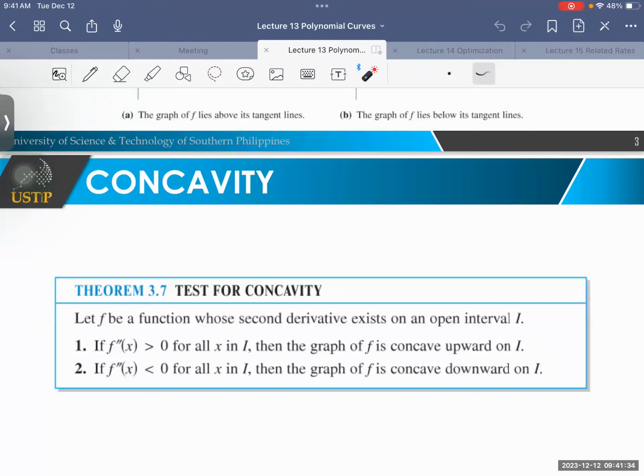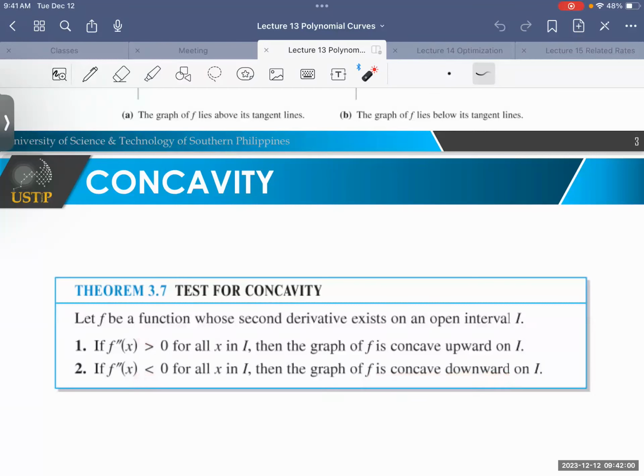So when your second derivative f double prime of x is greater than 0, or basically a positive value for that interval, then the graph is concave upward. And if your f double prime of x is less than 0, so that one is positive, this one is negative, then the graph of f on that interval is concave downward.